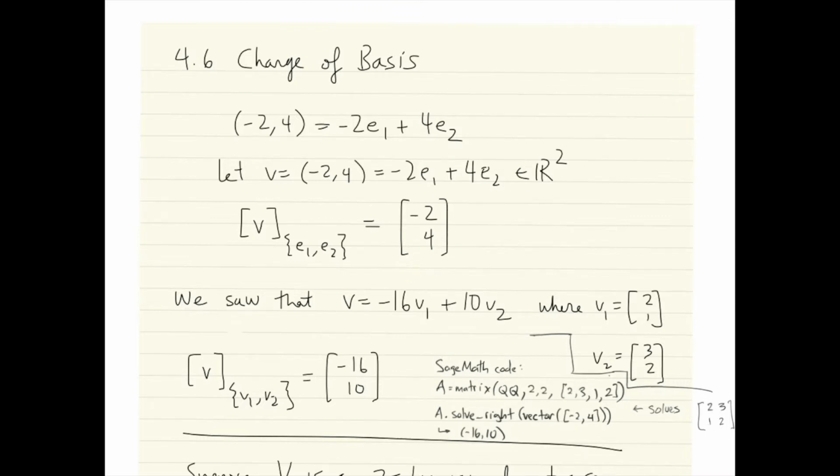Now, what if we change our basis? Suppose we have a different basis, v1 being (2, 1), v2 being (3, 2). These two vectors form another basis of R2, and we've seen in a previous video that this vector v given by (-2, 4) is a different linear combination of v1 and v2, namely -16 v1 plus 10 v2.